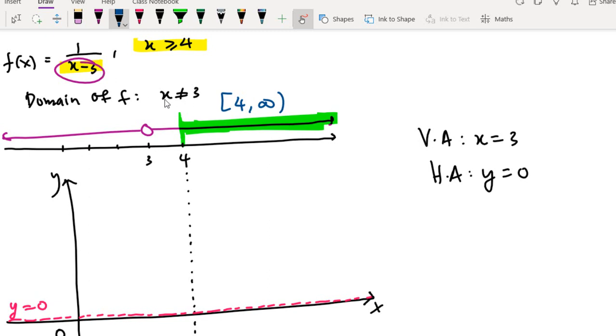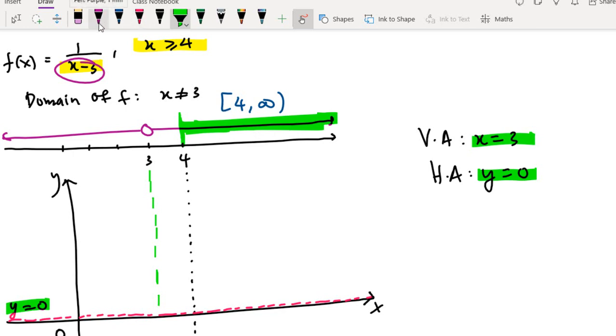Vertical asymptote: x is not equal to 3, so the vertical asymptote is x equals 3, and the horizontal asymptote is y equals 0, same as the previous example. This is the horizontal asymptote. The vertical asymptote is not included in the new domain. Okay, just consider the green region.